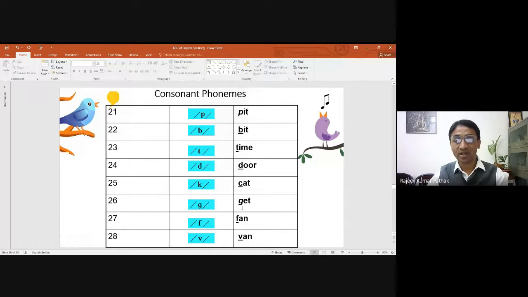Then g sound as in get, goat, Ganga, glimpse, g sound. F sound as in fan, fat, fiction, similar words. V sound as in van, vat, vaccine, v sound.